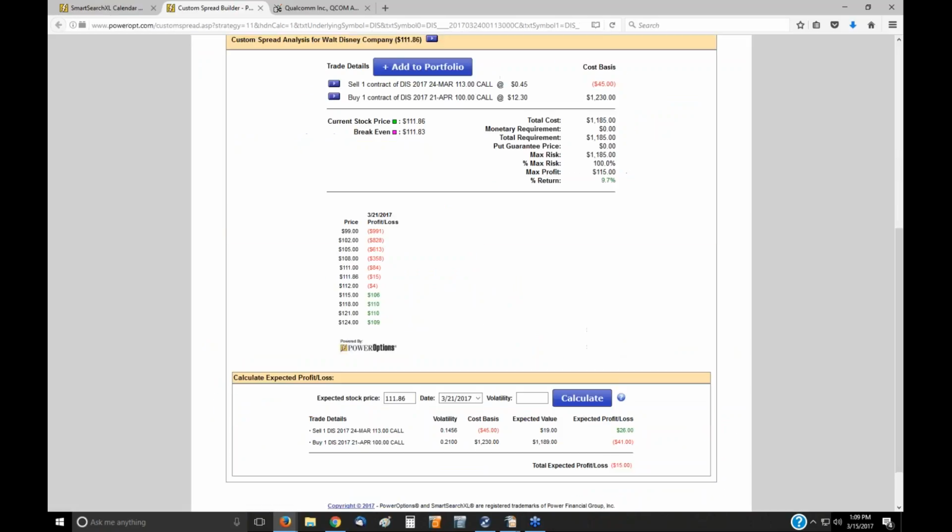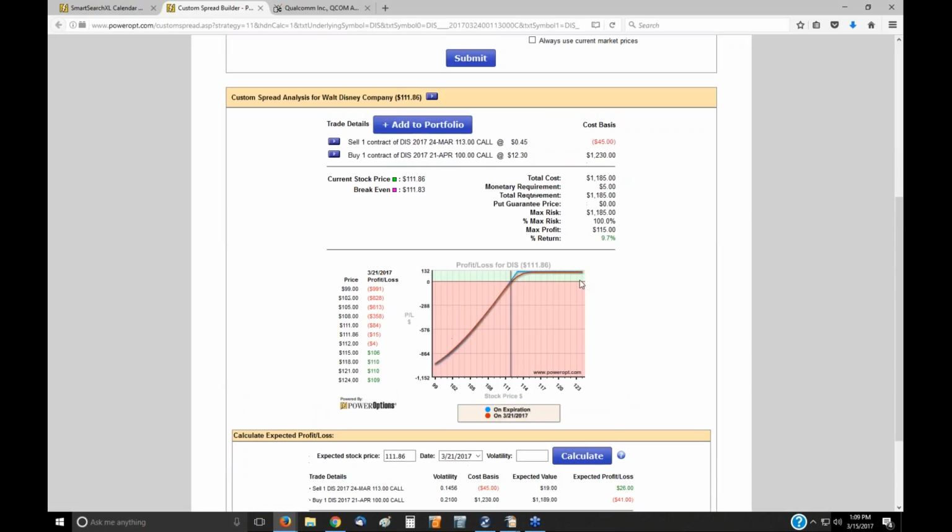Let's go to the profit and loss chart. Walt Disney is at 111.86, I'm sorry. I could sell the March 24th, 113 for 45, buy the 100 at 12.30. It's a reasonable return, 10% return almost for a 14-day trade.